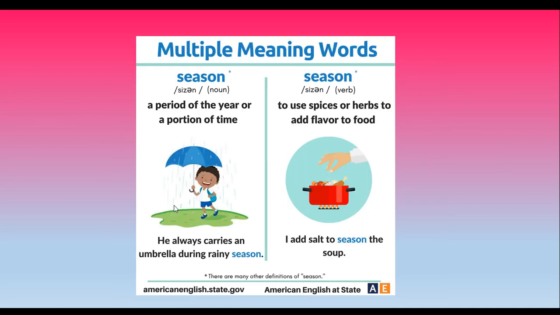And here we have another example. We have season on one side and season on the other side. But let's take a look at the one with the rain. A season is a noun. It is a period of the year or a portion of time. He always carries an umbrella during rainy season.